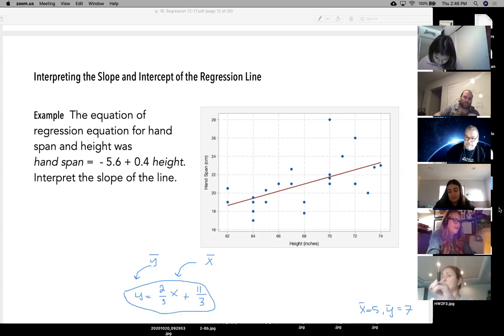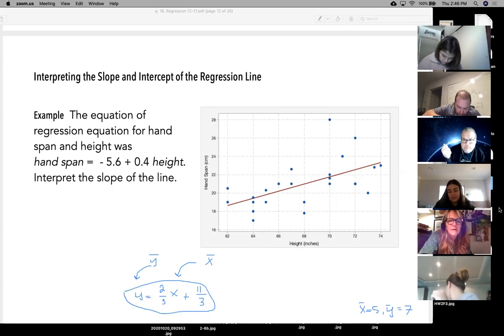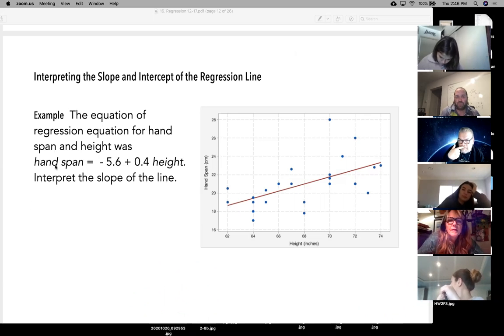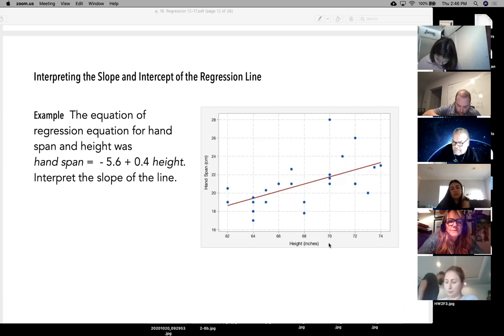So what is the slope of this line here? 2/3. No, not our line. Sorry, let me erase that. That's not what we're doing now. It's this problem here. Here's my equation. Hand span, which is my Y value, is negative 5.6 plus 0.4 times height, which is my X value. So what's the slope? Negative 5.6.